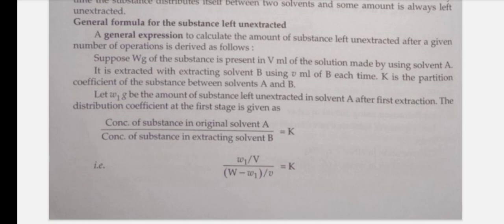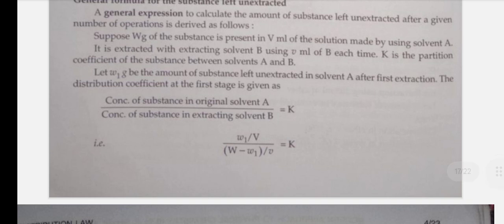A general expression to calculate the amount of substance left unextracted after a given number of operations is derived as follows. Suppose W gram of the substance is present in V ml of the solution made by using solvent A. It is extracted with extracting solvent B using V ml of B each time. K is the partition coefficient of the substance between solvents A and B. Let W1 gram be the amount of substance left unextracted in solvent A after the first extraction. The distribution coefficient at the first stage is given as the concentration of substance in solvent A upon the concentration of substance in extracting solvent B, which is equal to K.